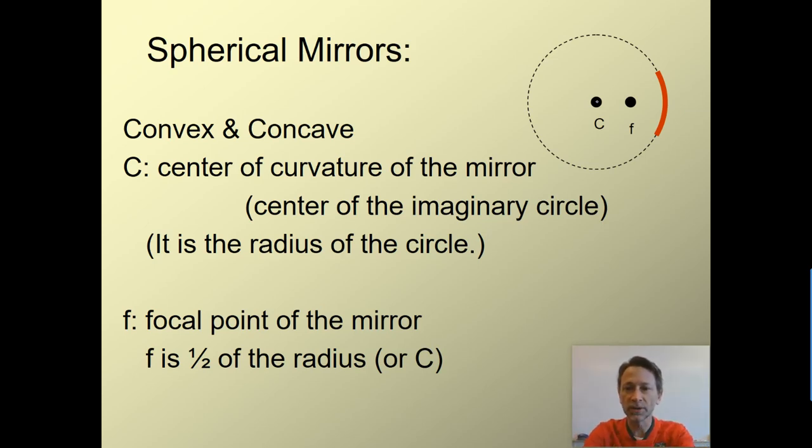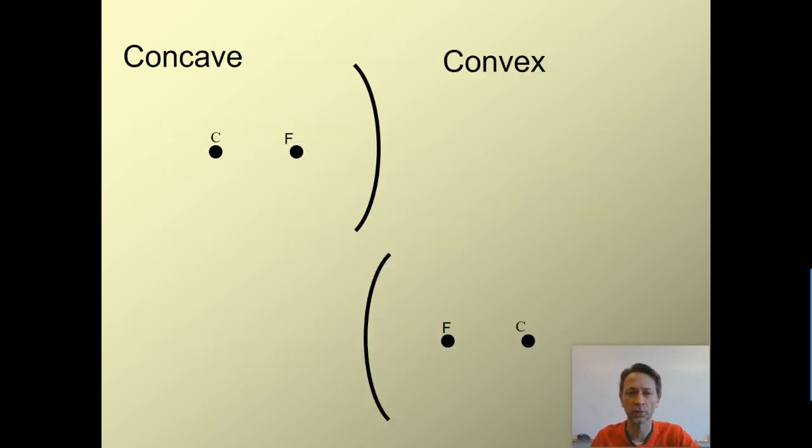Notice that the center of curvature, which is the very center of the circle, is right in the center of the circle, and that the focal point is going to be half of the center of curvature. So C is the center of the imaginary circle, and it's the radius of the circle. And then F is the focal point of the mirror, and it's half of the radius, or half of C. We'll look at that here in a second to see where that F, or the focal point, comes from.